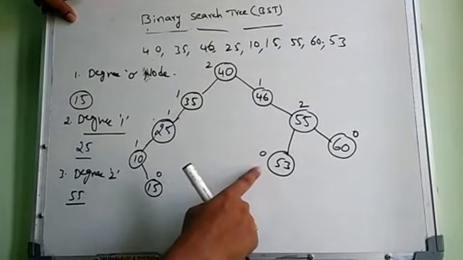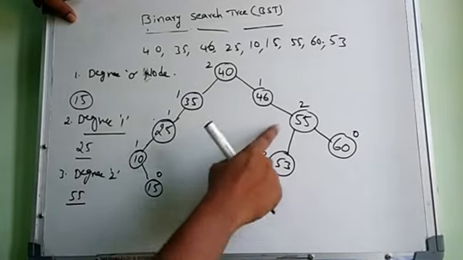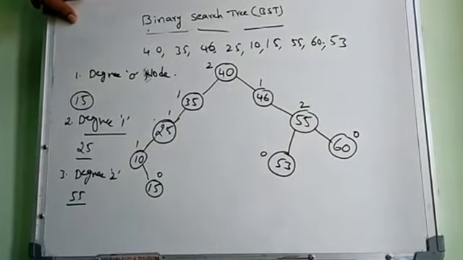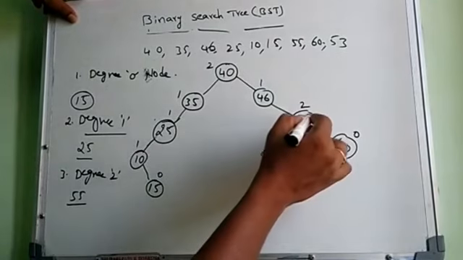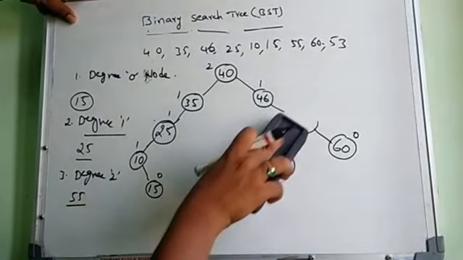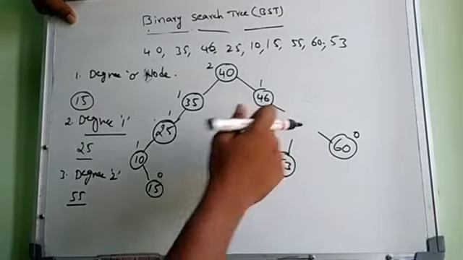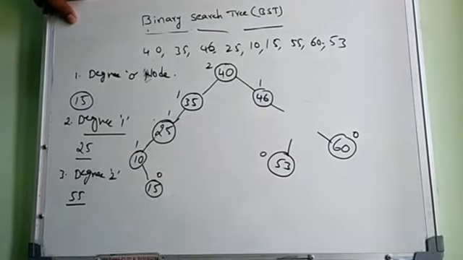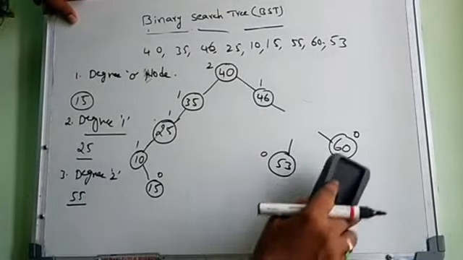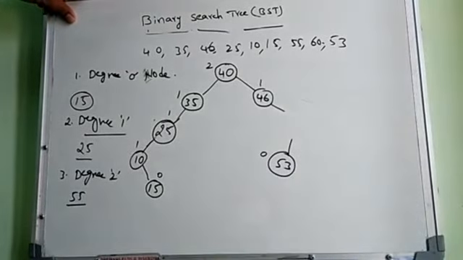Either you can replace it with the minimum of the right side or the maximum of the left side. You can take your own decision. There are no restrictions. Suppose I want to delete 55. Either you can replace it with the rightmost value, 60, or you can replace it with the lesser value, 53. So which one do I need to take? You can go for the right-hand side, or you can go for the left subtree, no problem.